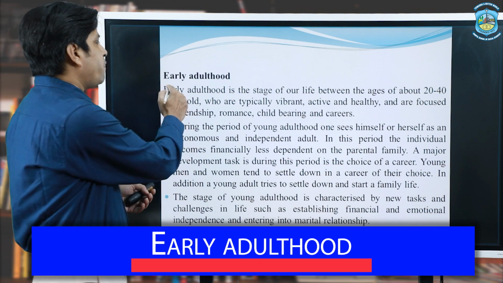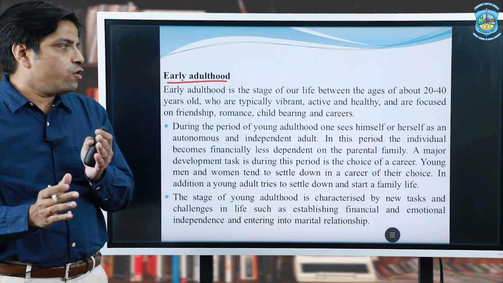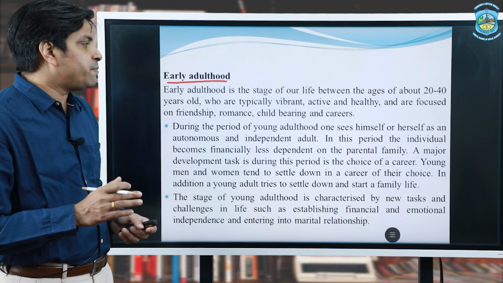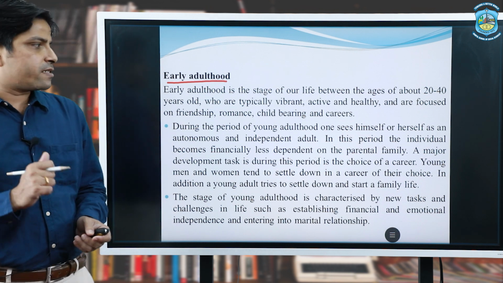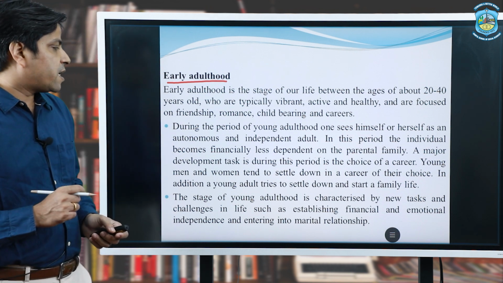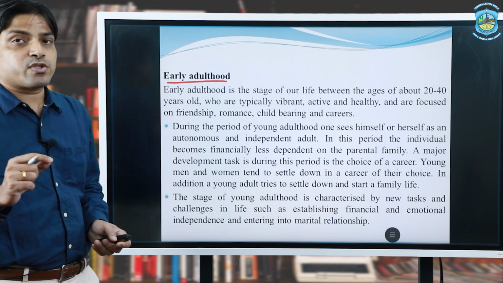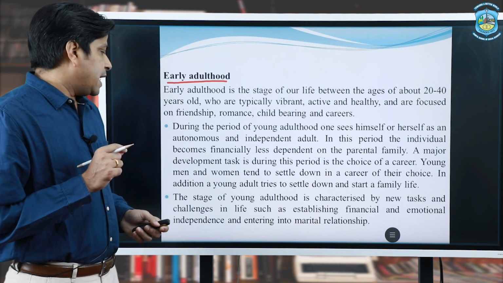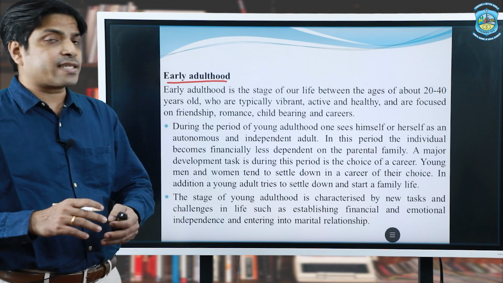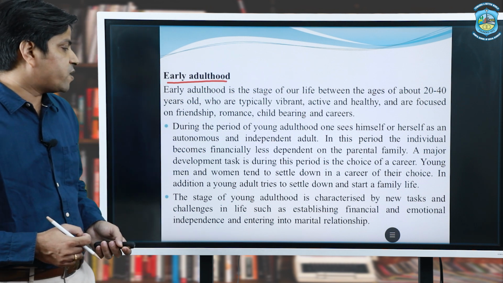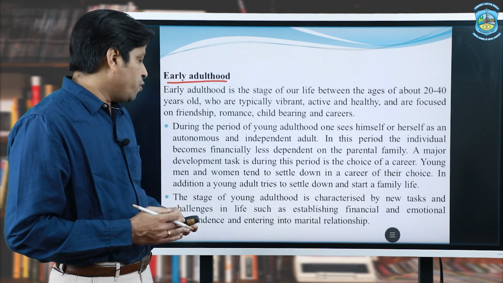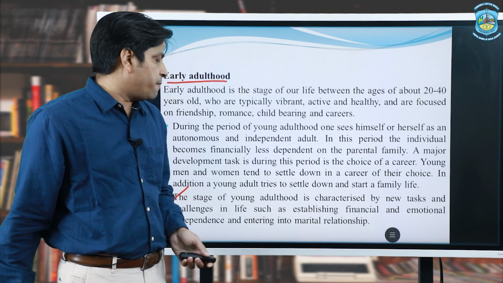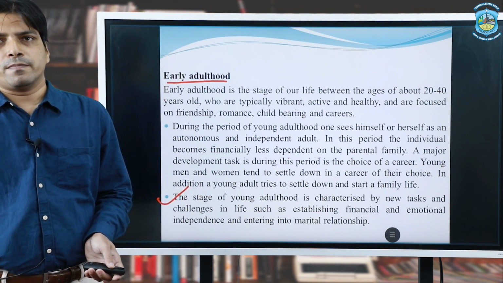Now comes the next age group, that is early adulthood. It is a stage of life between the ages of about 20 to 40 years, and we find that during the period of young adulthood, one seems an autonomous and independent adult, and a major developmental task during this period is the choice of a career. Young men and women tend to settle down in a career of their choice. In addition, a young adult tries to settle down and start a family life. And the stage of young adulthood is characterized by new tasks and challenges in life, such as establishing financial and emotional independence and entering into the marital relationship.